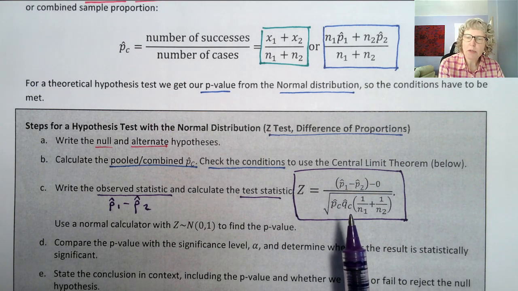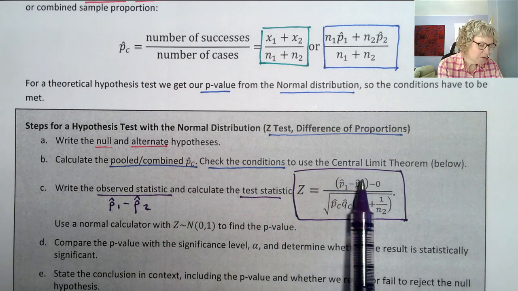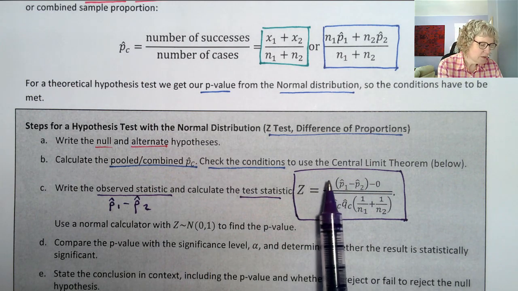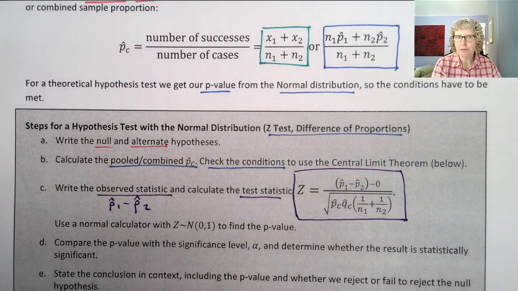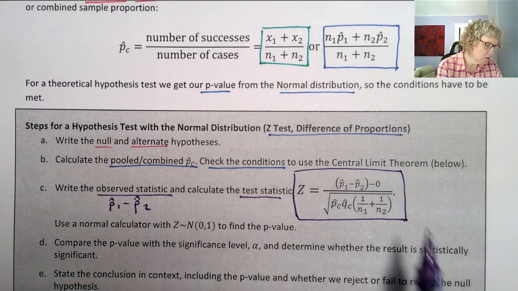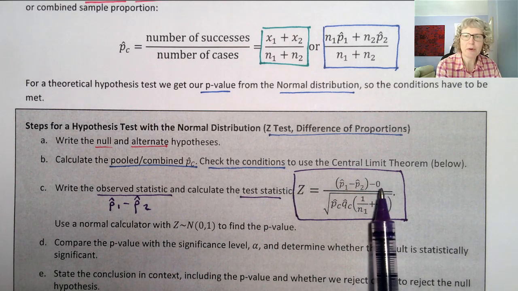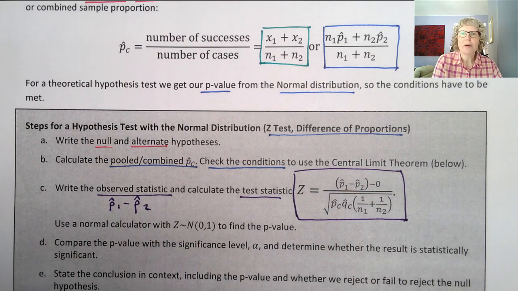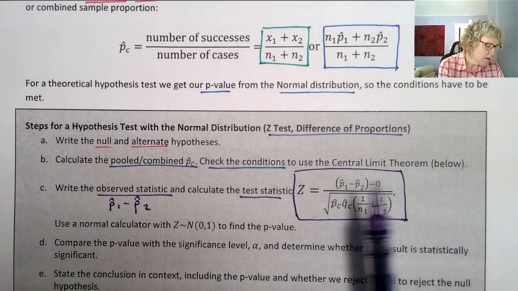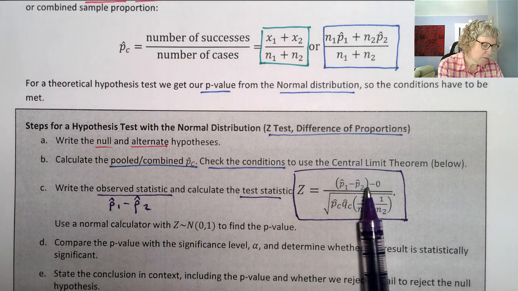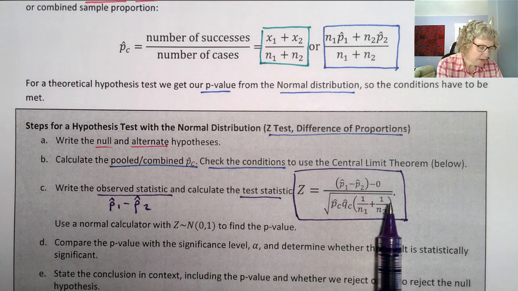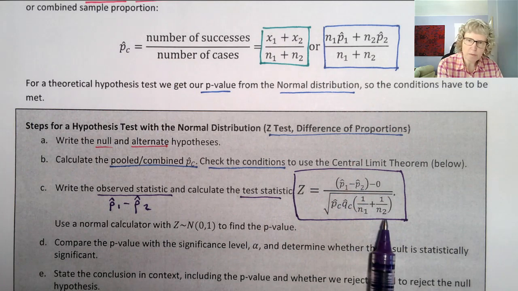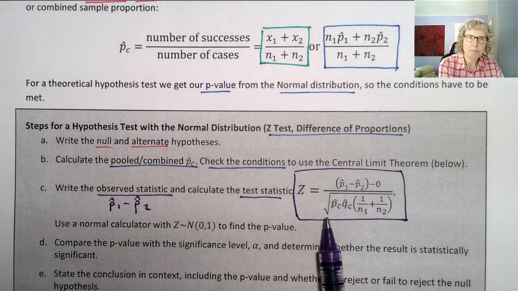Okay, now this looks more complicated than with one proportion, but you can see we have our observed statistic right here, P hat 1 minus P hat 2, and the null is 0 because the difference is 0 in the null, that there's no difference. So you don't have to write that. I just wrote it to show you that we're using the z-score formula. The statistic minus the mean divided by the standard error. And so this is a standard error formula that is based on that combined P hat C.